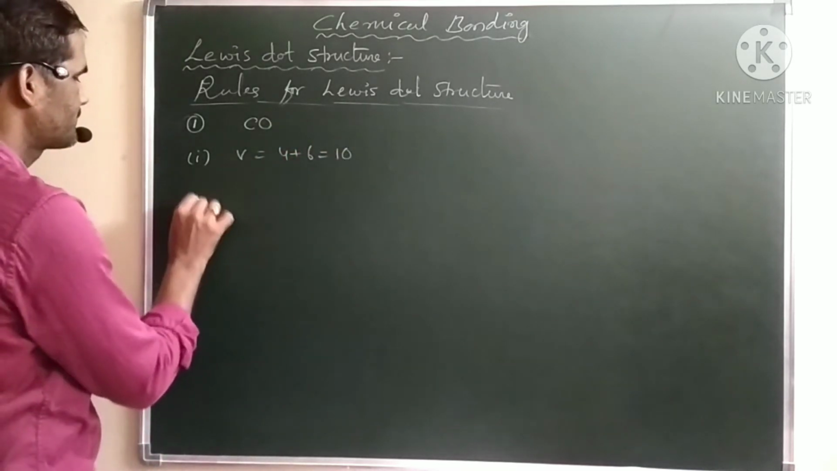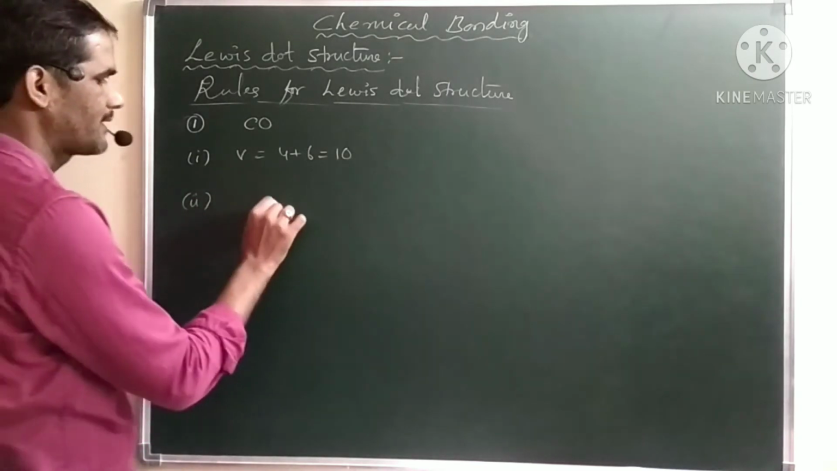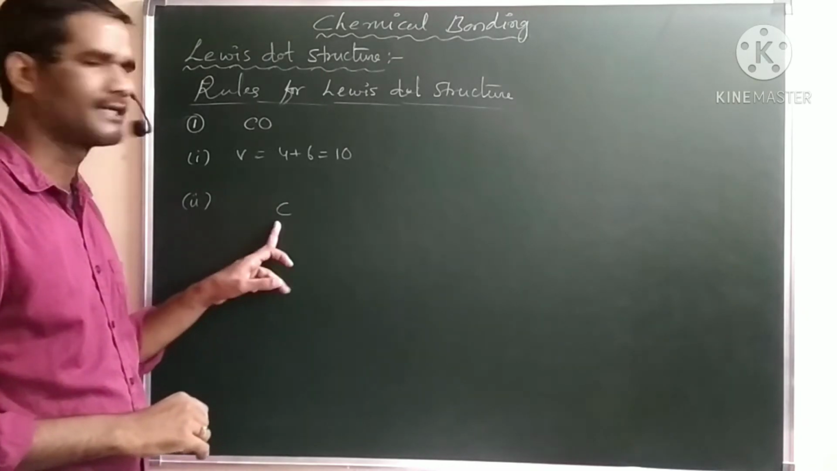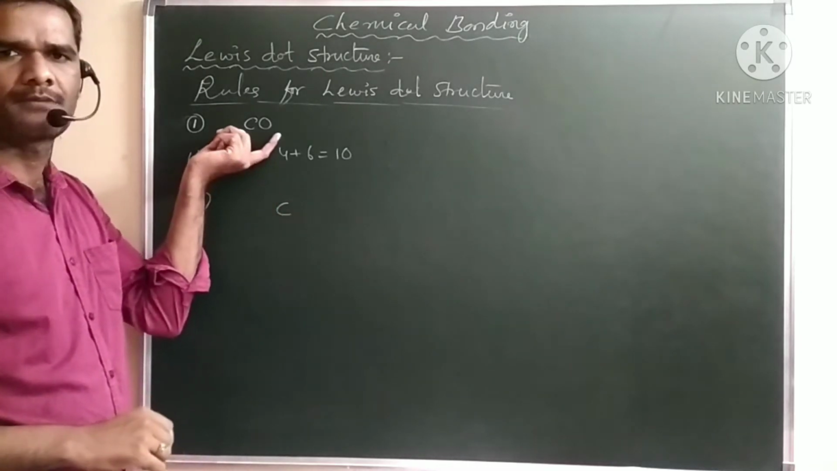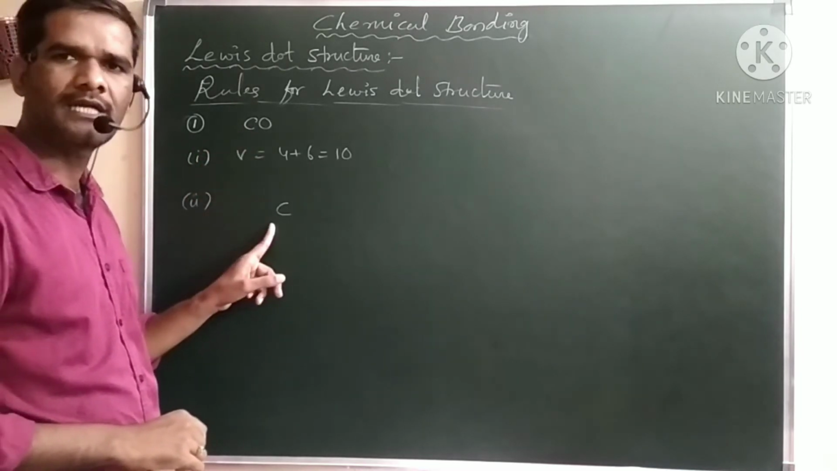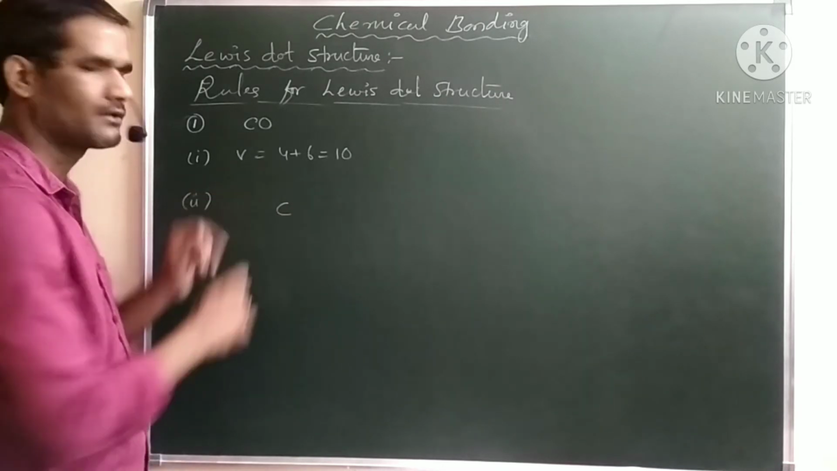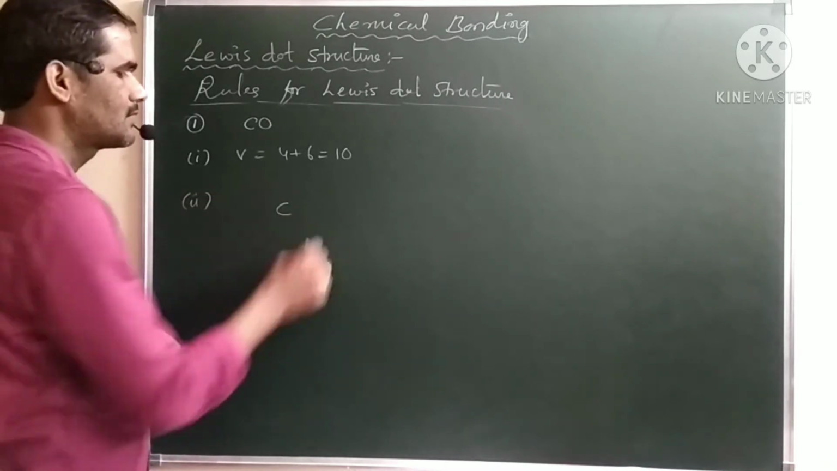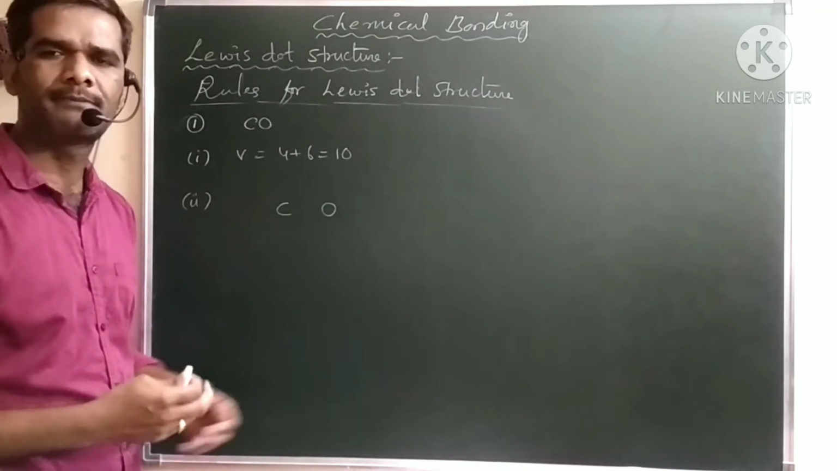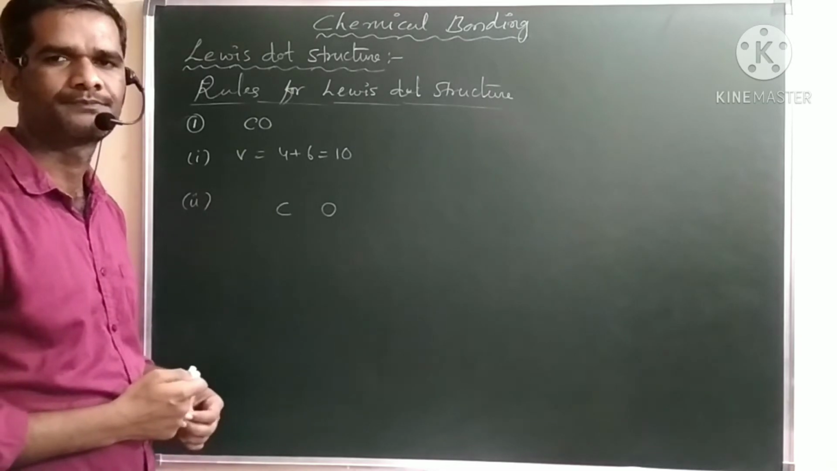And the second step, just draw the skeleton structure by keeping the less electronegative atom as the center. Anyhow, we have only 2 atoms here, carbon and oxygen. Out of these 2, carbon is less electronegative and oxygen is more electronegative. So now I am keeping carbon at the center. Then oxygen you can keep anywhere. Why? Because wherever you keep, you will get a symmetrical structure only. This is a kind of skeleton structure.